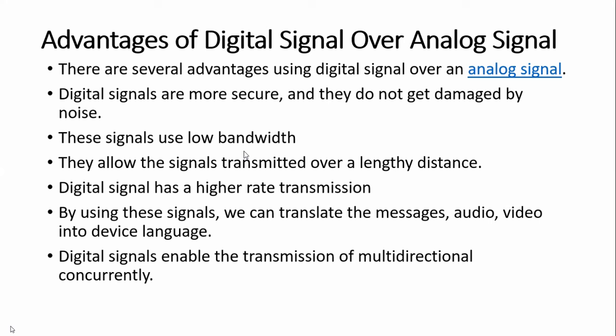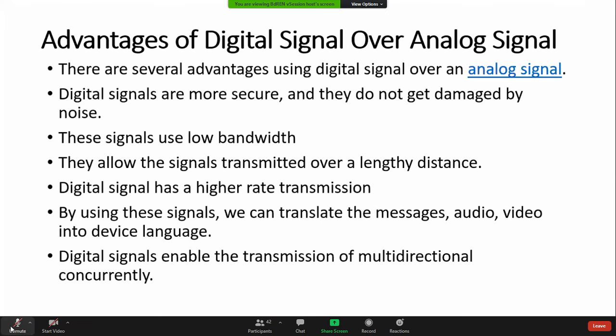These signals use low bandwidth. For the analog signal, you have to use high bandwidth. They allow the signal to be transmitted over a lengthy distance. That means you can send it to a very lengthy area through digital signal, but maybe a less lengthy area through the analog signal. By using these signals, we can translate messages, audio, video into device language. Digital signals enable the transmission of multidirectional current.